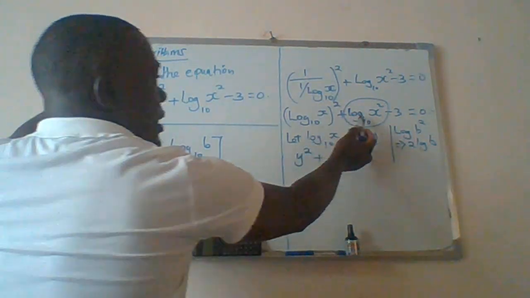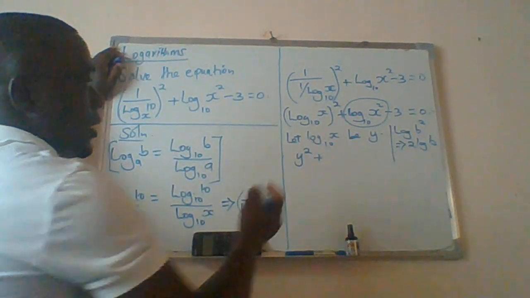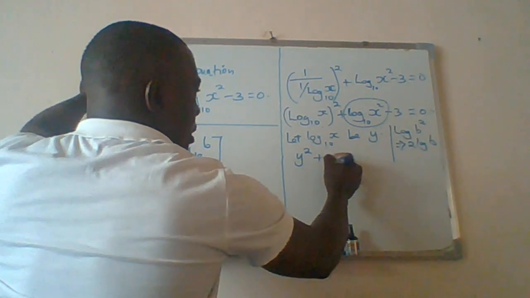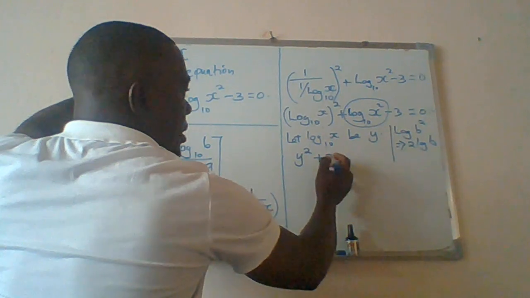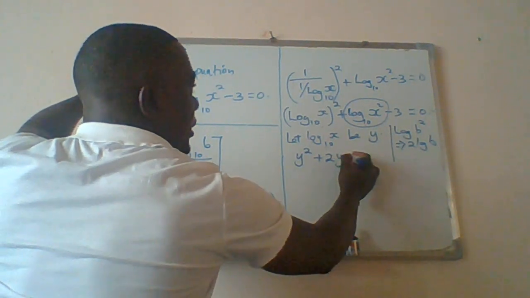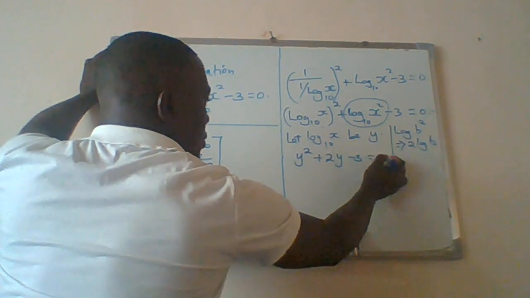So whereby we take this power and we multiply it before the logarithm. Therefore this part can be converted to be 2 log x to base 10, which happens to be your y. So it will be 2y minus 3 is equal to 0.